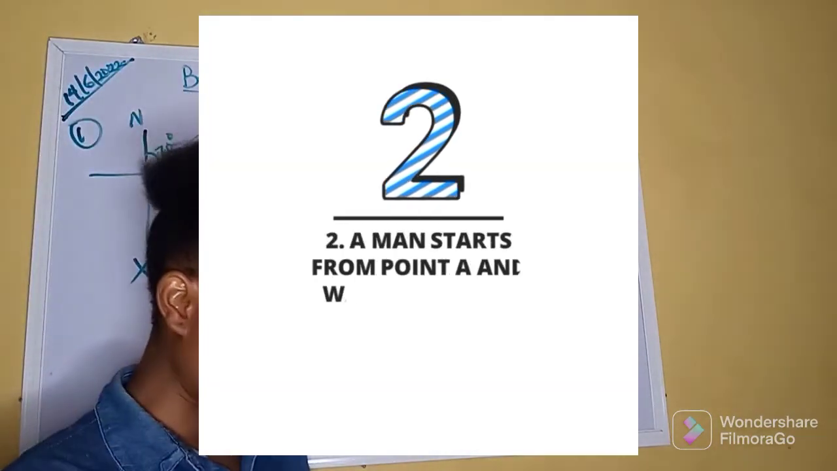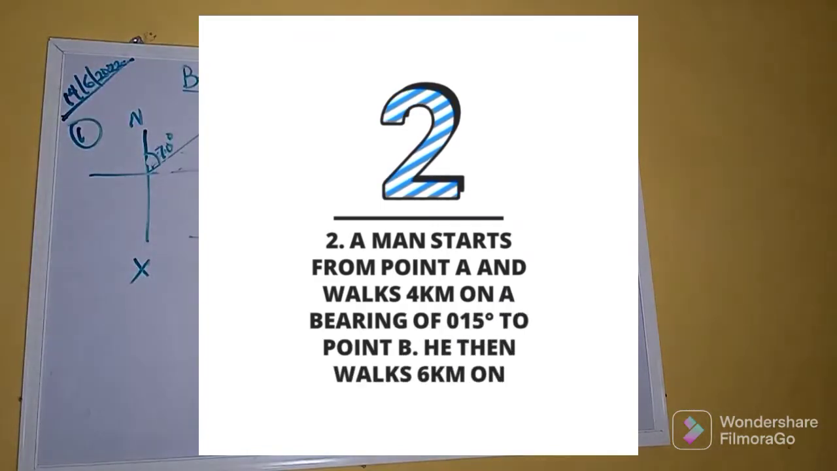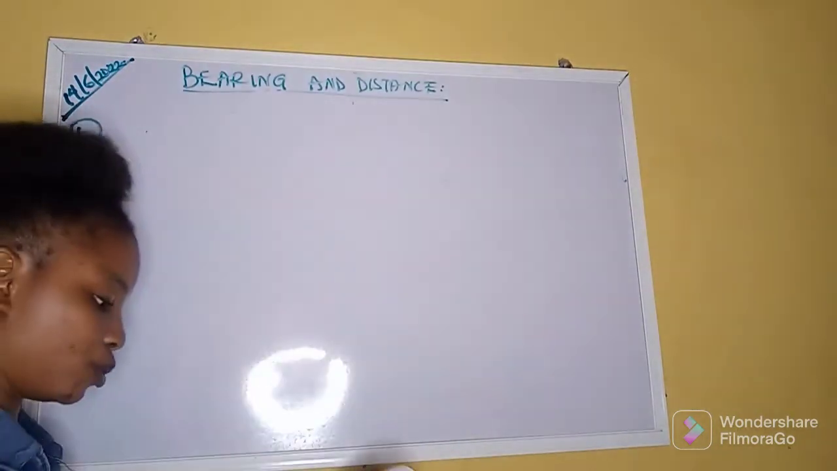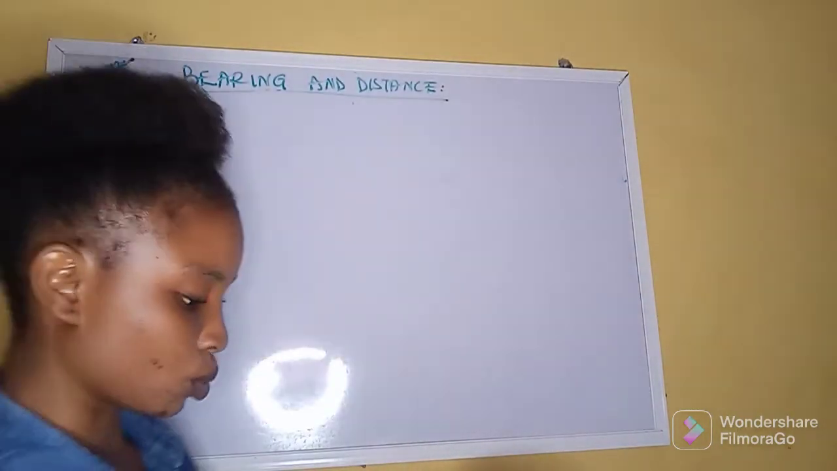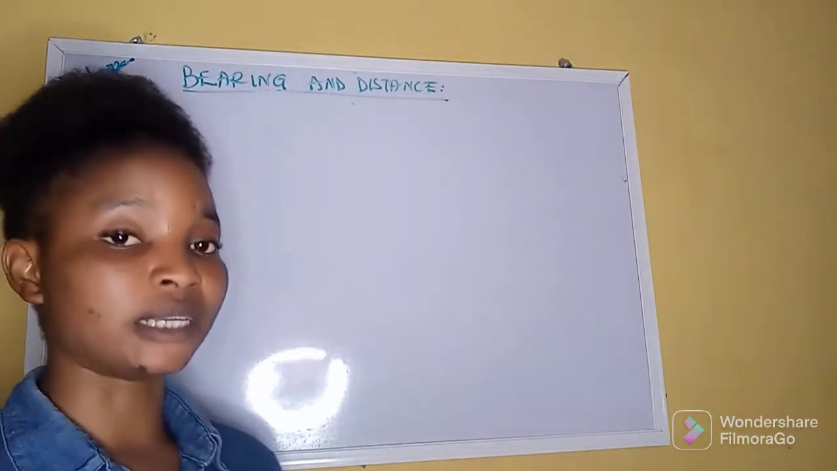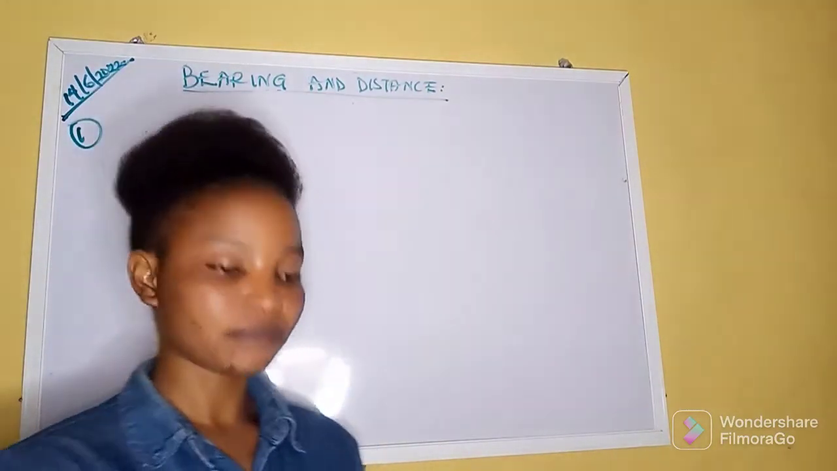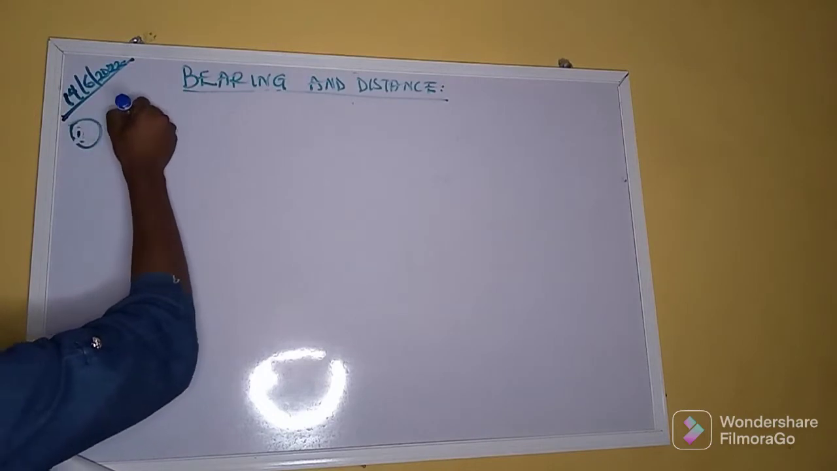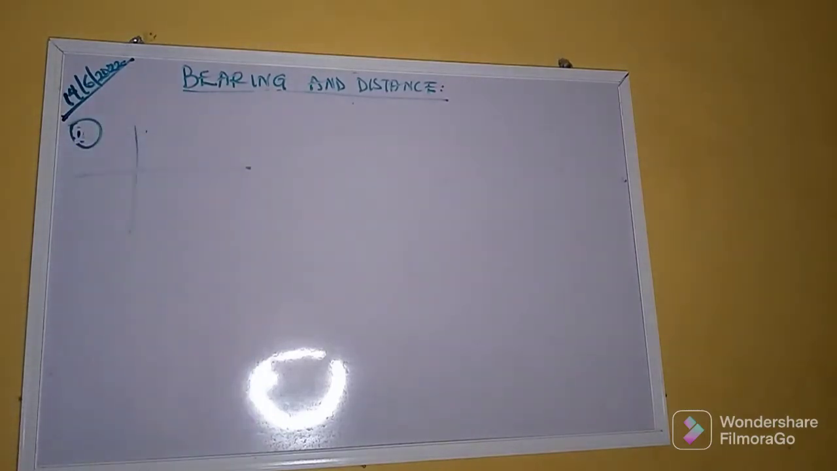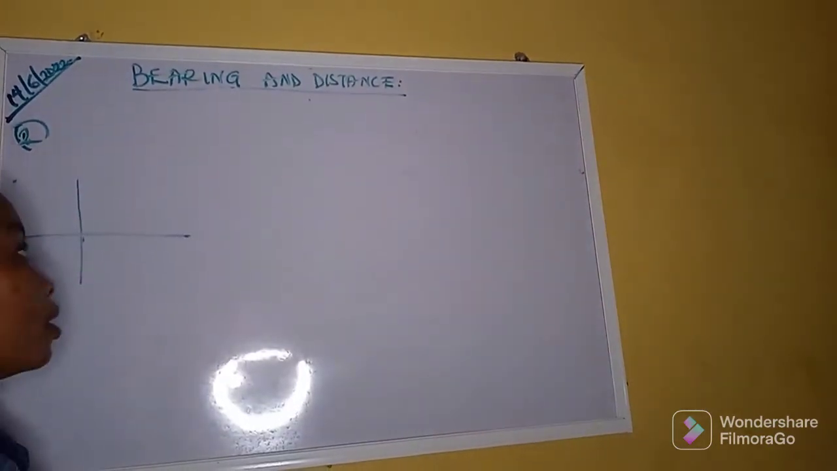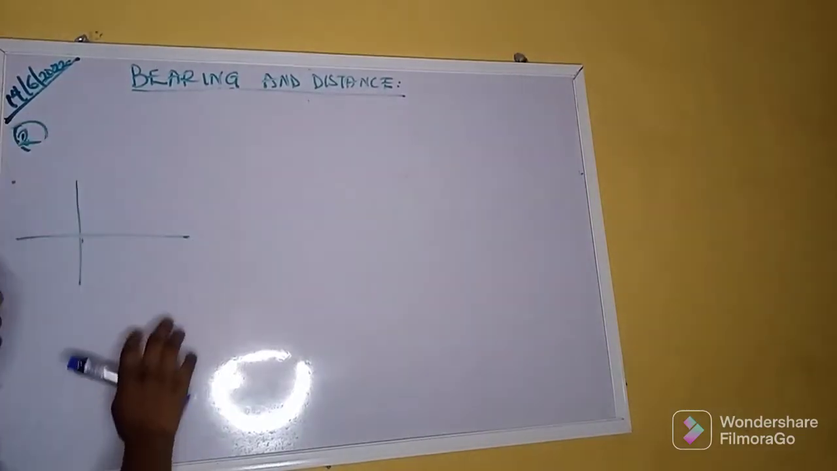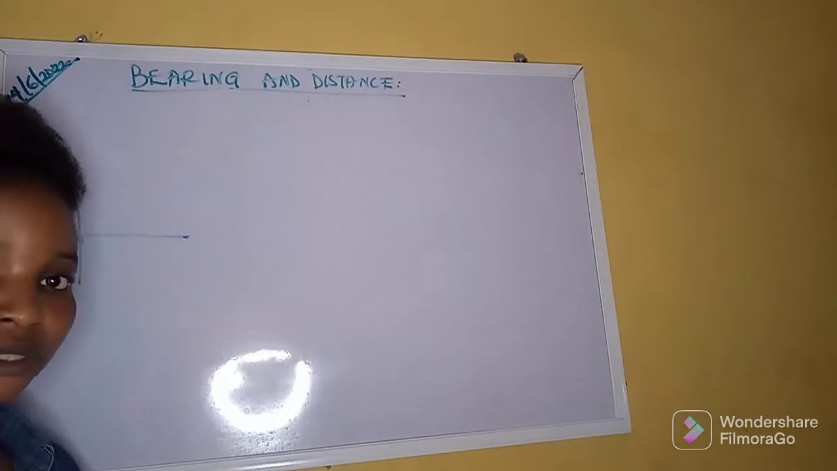The question says, a man starts from point A and walks 4 kilometers on a bearing of 15 degrees to point B. He then walks 6 kilometers on a bearing of 105 degrees to C. What is the bearing of C from A? You must always draw the first bearing of the first point down, so that in case you need to draw out the other one.